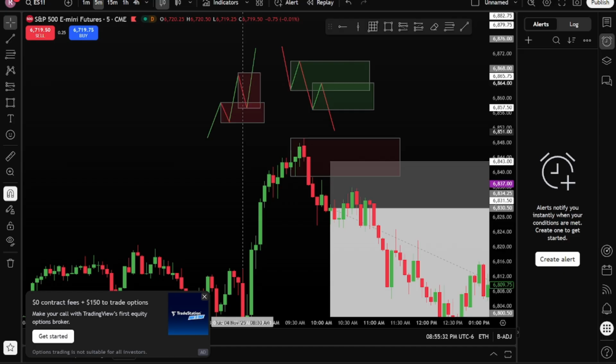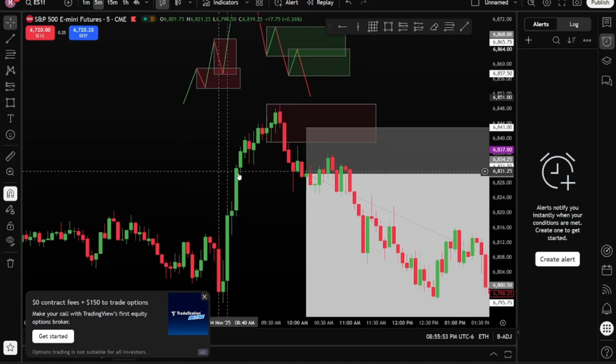The breaker blocks is the leg down in uptrends, and the legs up in downtrends. Yeah, I'm sorry. I mean, a lot of people like to say that it's every single leg up and every single leg down, but I don't really use them like that.